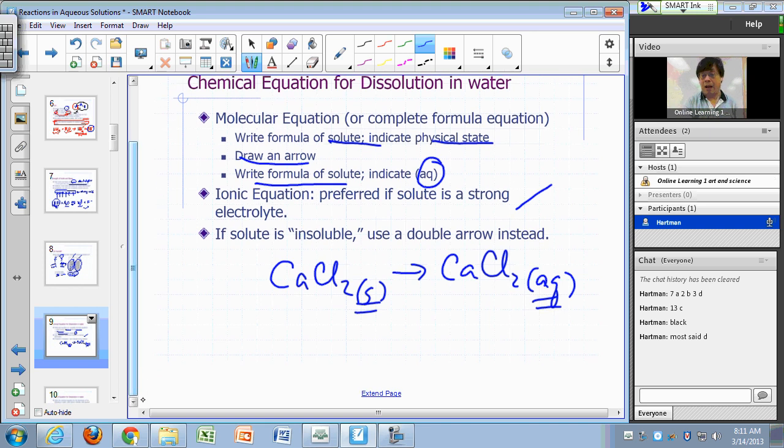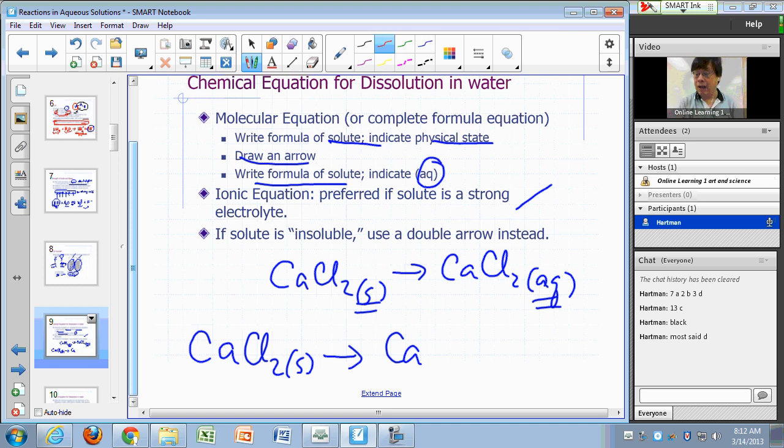describing what actually happens. So we know that if you have calcium chloride and you put it in water, there really is no such thing as CaCl2 molecules in water. So it's really calcium ions in water and 2 chloride ions from each calcium chloride in water.